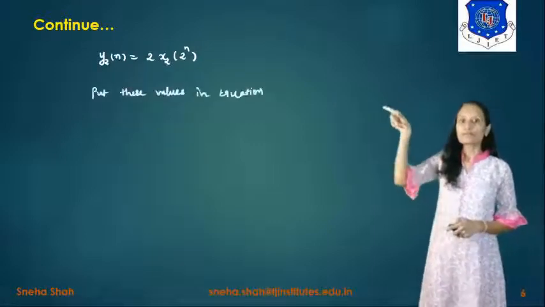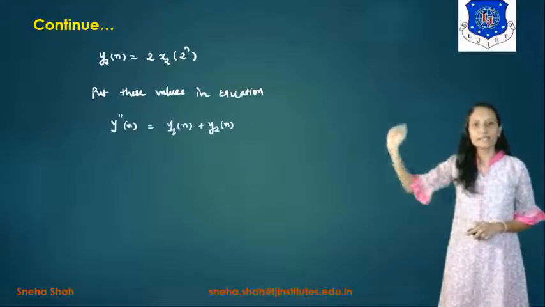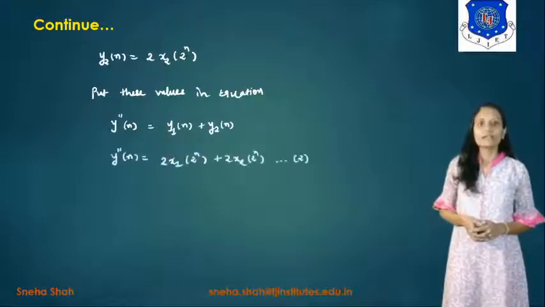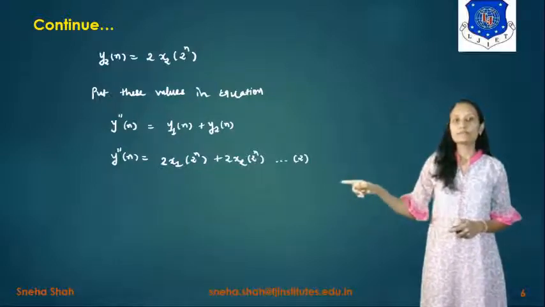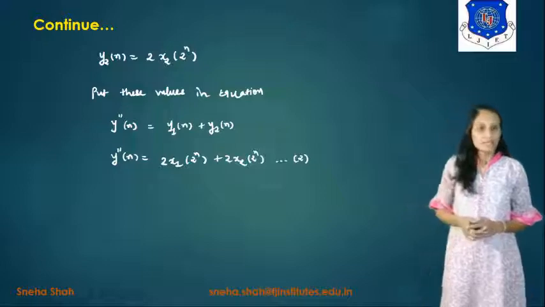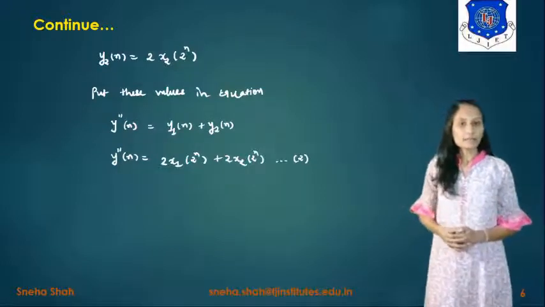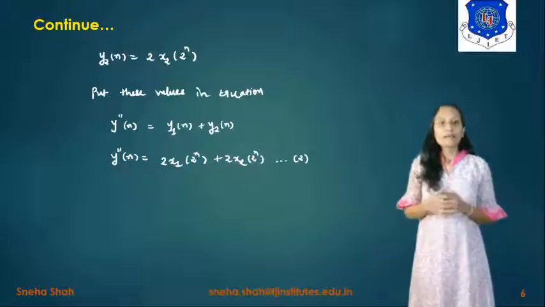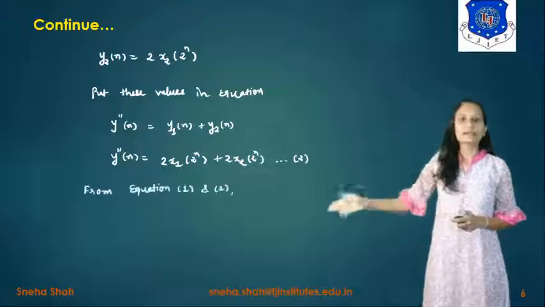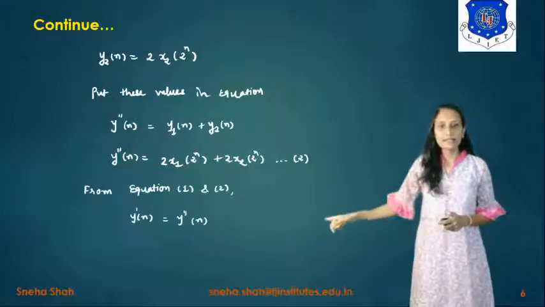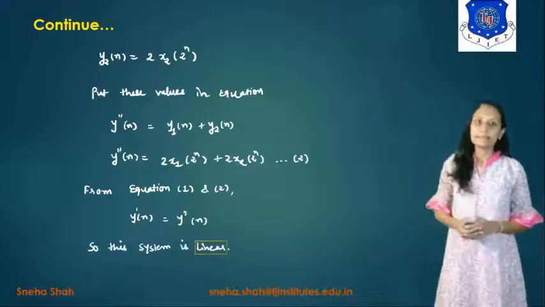Now we put these two values of y1 of n and y2 of n in the equation y double dash of n equals y1 of n plus y2 of n. It will give the output as 2 into x1 of 2 raised to n plus 2 into x2 of 2 raised to n. So this is equation number 2, which we derived by taking the output as a combination of two outputs. By comparing equation number 1 and 2, we can say that these two equations are the same. So y dash of n equals y double dash of n. It means this system is linear.